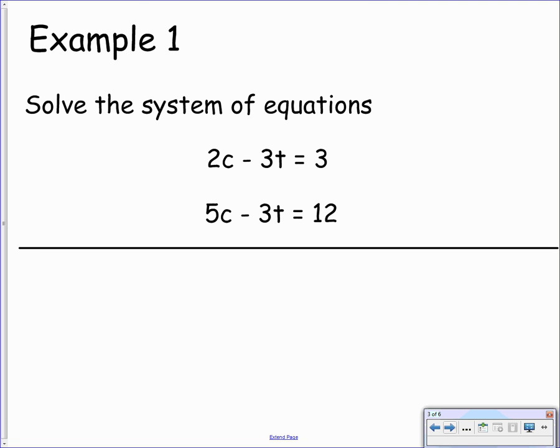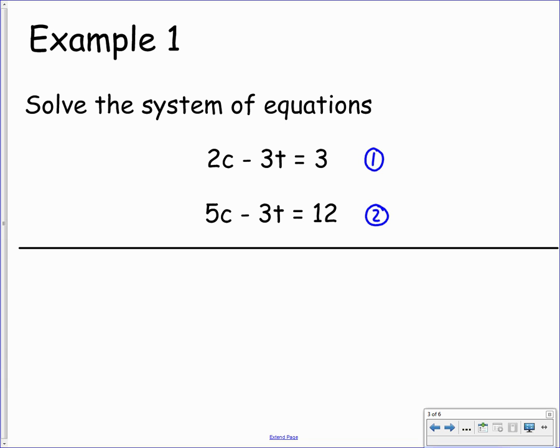Okay, here's example number 1 for you. So we want to solve the system of equations 2c minus 3t equals 3 and 5c minus 3t equals 12. As we did with the substitution method, we're going to start off by labelling these 1 and 2 so that we can refer to them throughout. Now, by looking at these two equations, you'll see that they have the same signs. They're both takeaways. Same signs tells us that we need to subtract one of the equations from the other.